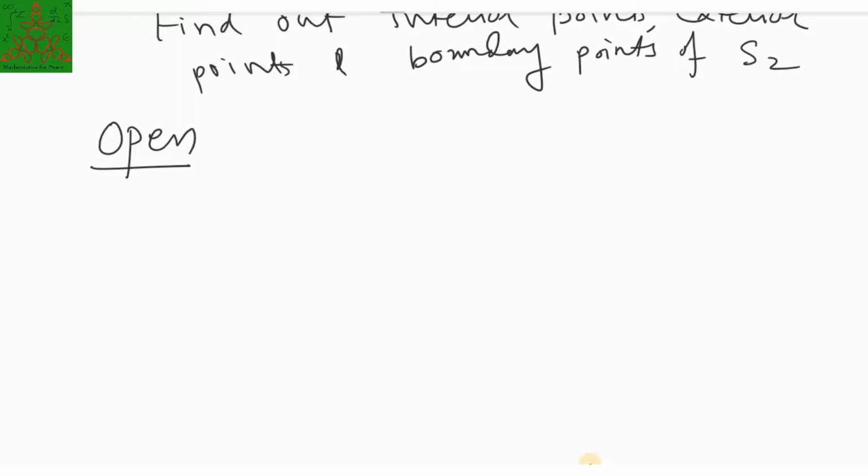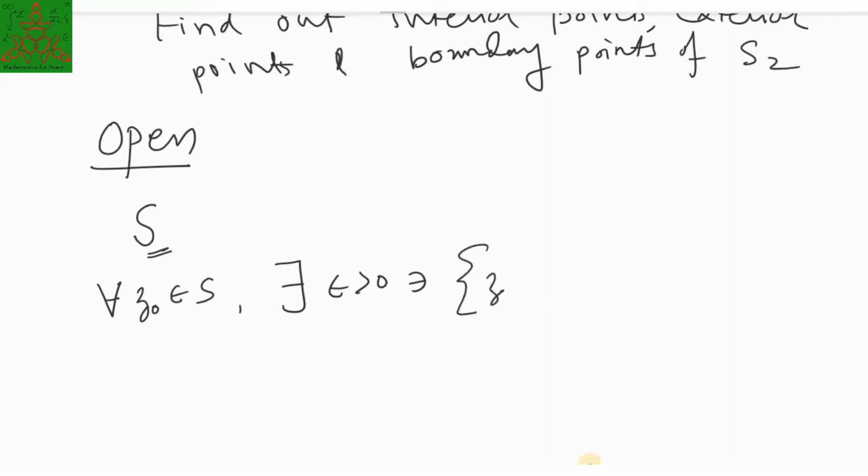So if every point of the given set is an interior point, then it is called an open set. In another way, you can say that a set S which is a subset of the complex plane is open if for every Z0 in S there exists some epsilon greater than 0 such that the neighborhood of this point Z0 is a subset of the given set S. So for every Z0 there exists some neighborhood which is entirely contained in the set S, and such sets are called open sets.